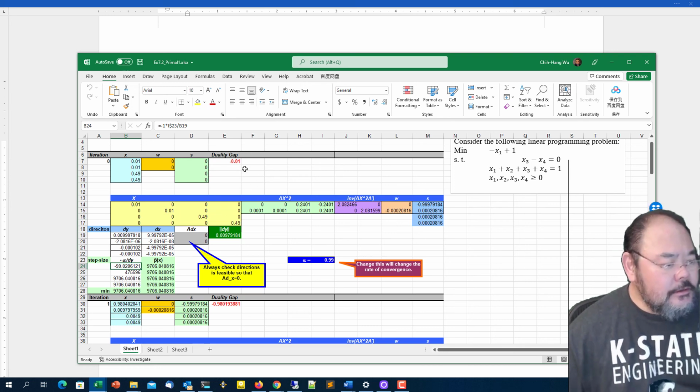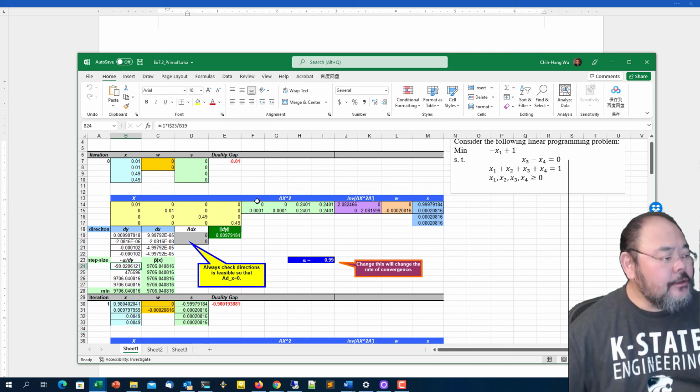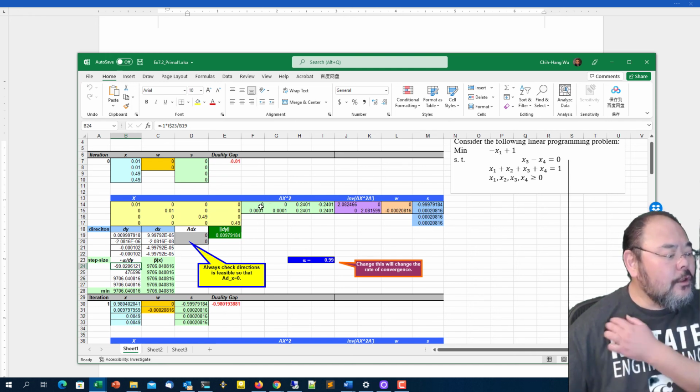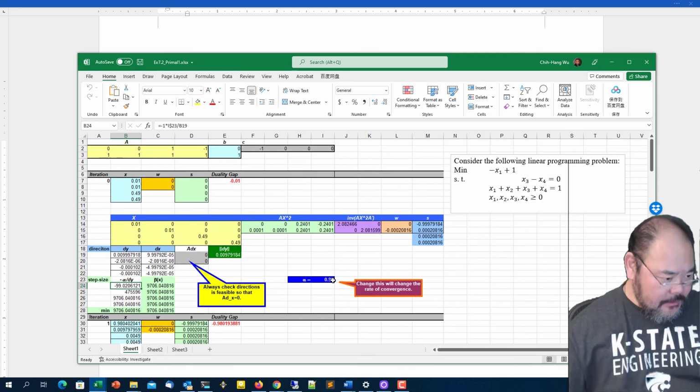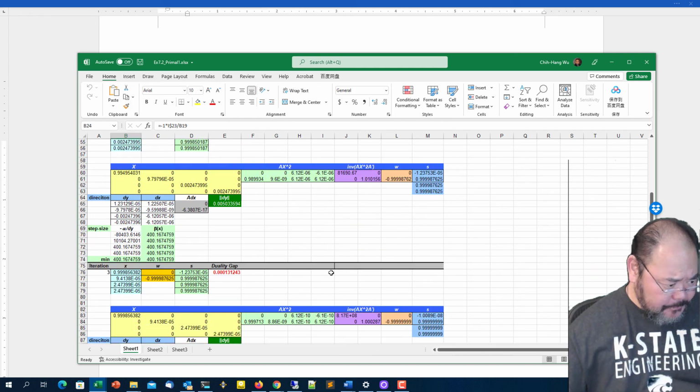So this Excel spreadsheet is on Canvas. You're welcome to download and double check. You can play with different problem settings, see if it converges and everything.